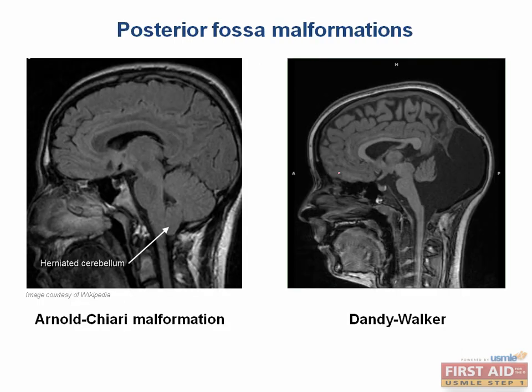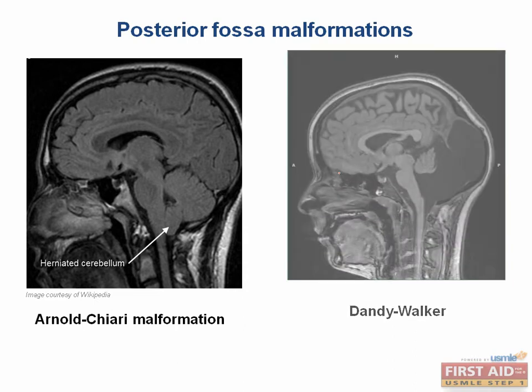Now, with the amount of complex signaling required to assemble a brain, it is remarkable that things actually happen correctly as often as they do. There are so many ways that things can go wrong. Here we see two T1 weighted MRI images of malformations involving the cerebellum, Arnold-Chiari malformation and the Dandy-Walker malformation.